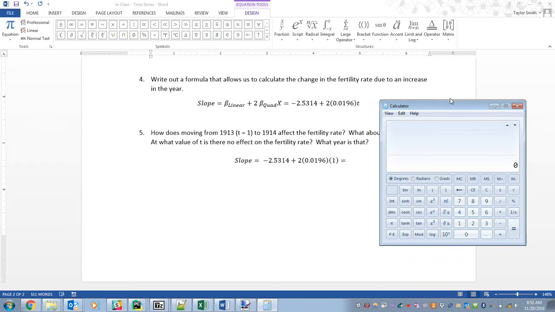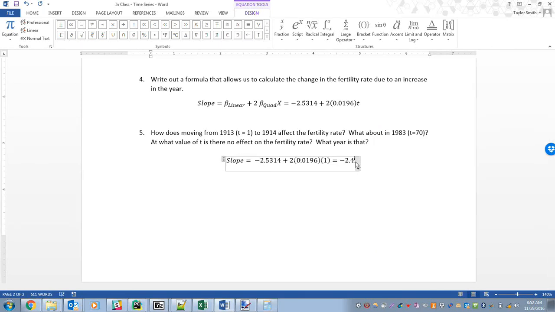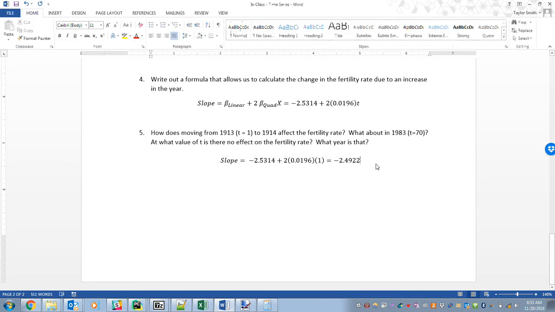So 2 times 0.0196, and we'll do the 2.5314, and we get negative 2.4922. So negative 2.4922. So in the first year, we expect the fertility rate to fall by about 2.5 births per 1,000 women.